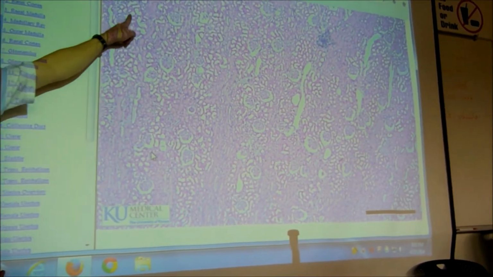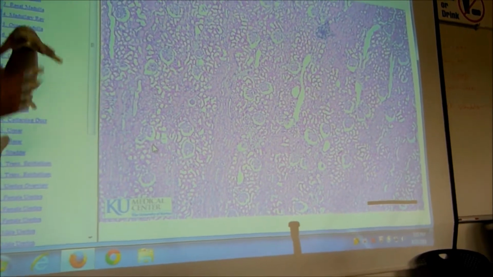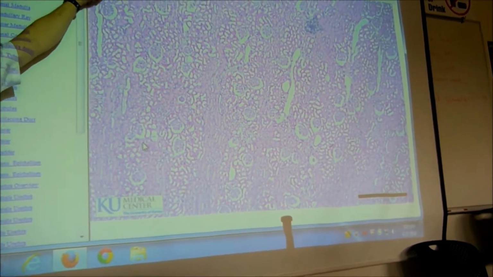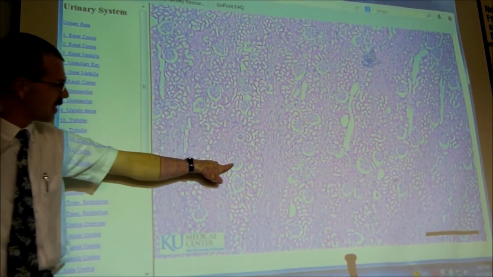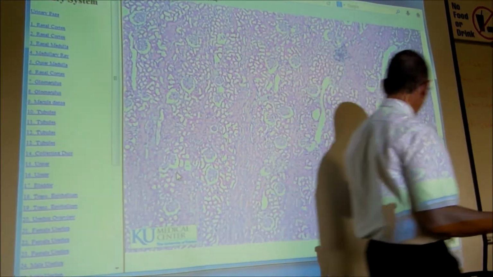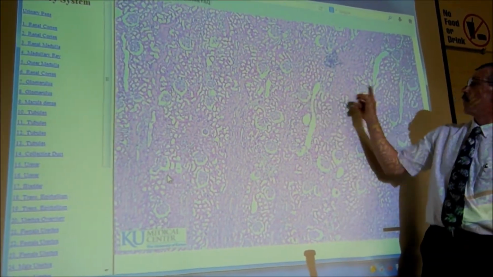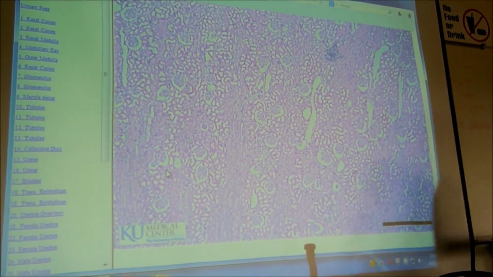So each of these circular areas is a corpuscle, those round things, with the glomerulus in the center and the Bowman's capsule around them. So if you see that fist in hand kind of thing, we call it, those are corpuscles that has to be a kidney. So you're looking for those balls. So we're going to zoom in on those balls right here.